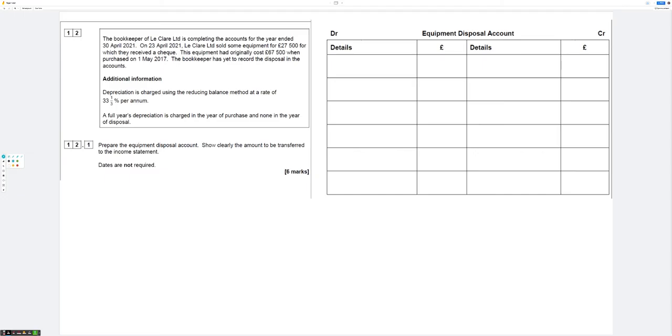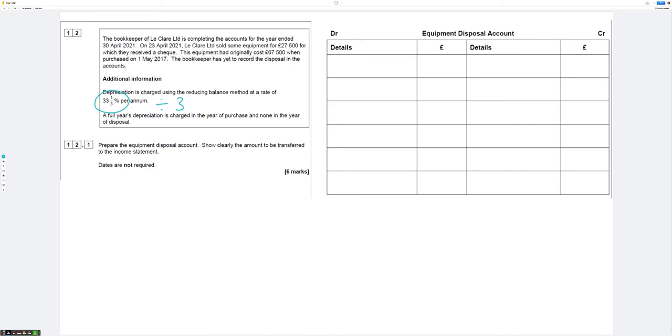method at a rate of 33.33% per annum. So the first thing to say about that is whenever we see 33 1/3, don't try and do that in your calculator. Just divide the net book value by 3. It'll be far simpler and far less danger. The danger with using 33 1/3, if you try and do that on a calculator, you end up with 33.3 or some sort of rounding error. So just divide by 3 is a fail-safe way of dealing with it.